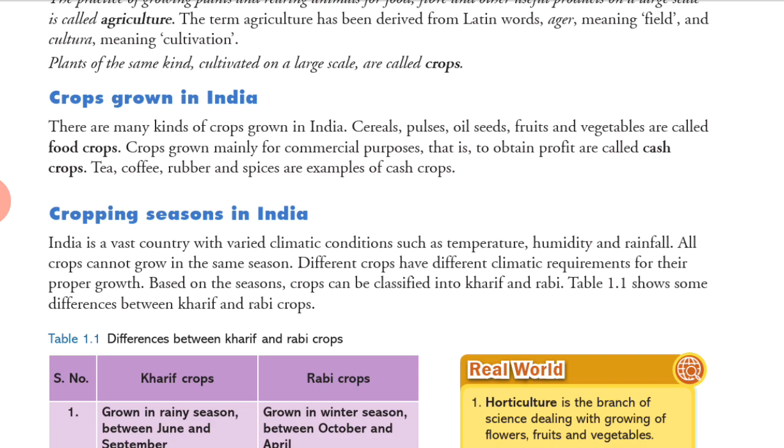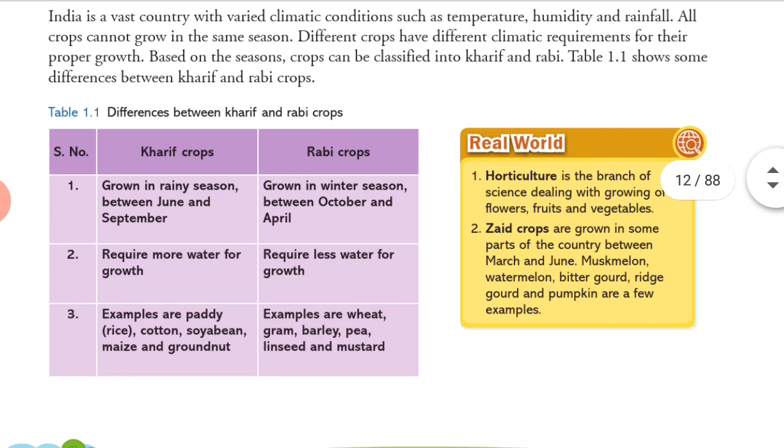Cropping seasons in India. India is a vast country with varied climate conditions such as temperature, humidity and rainfall. All crops cannot grow in the same season. Different crops have different climatic requirements for their proper growth. Based on the seasons, crops can be classified into two categories named Kharif and Rabi crops. They are shown in the differences over there.